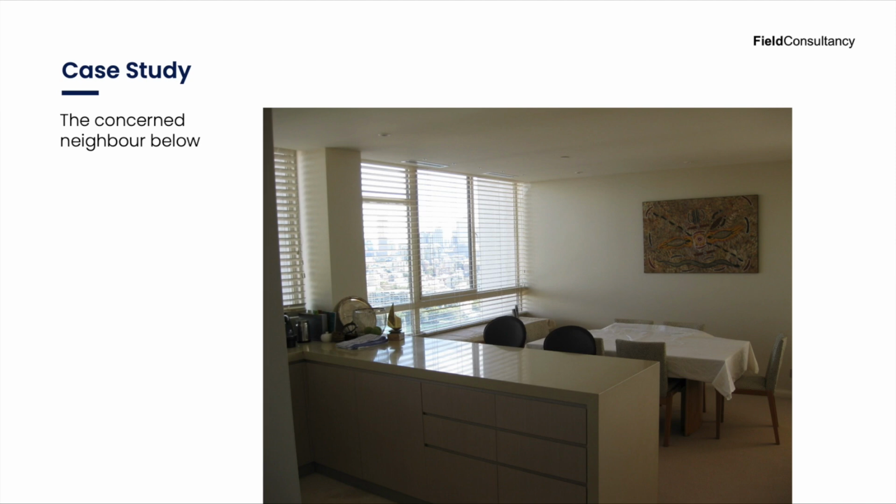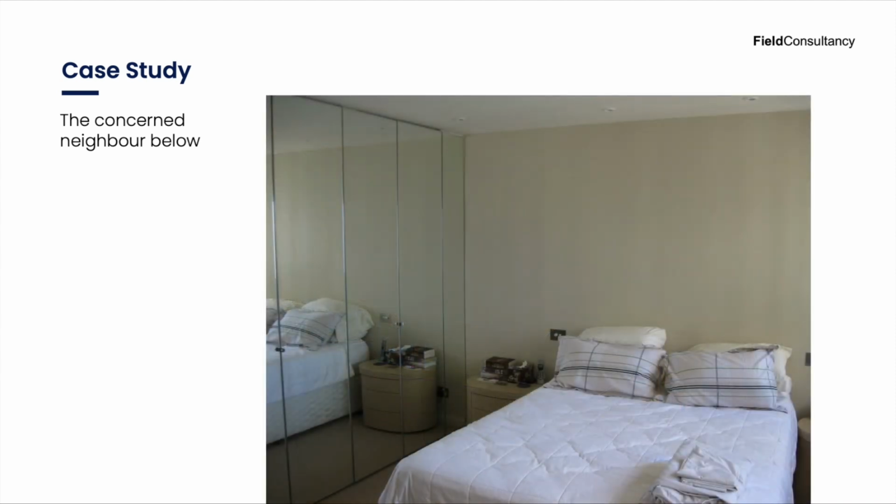And here's a photograph of the apartment below. As you can see, there is already a plasterboard ceiling in place, which serves as an air plenum for the air conditioning system. Here's a photograph of the bedroom, again with a set plasterboard ceiling.